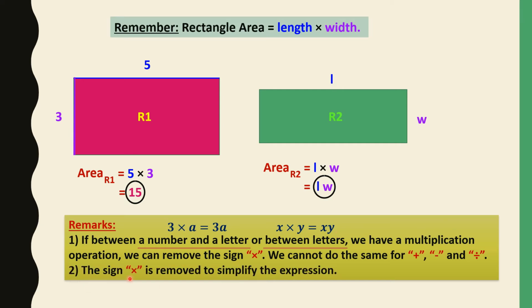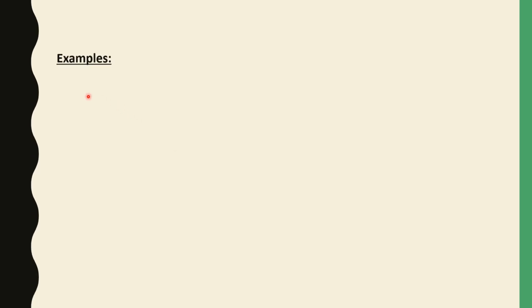The sign times is removed to simplify the expression, to make it simpler, and in order for the expression to be written in a better and smaller form. Now let's do more examples.